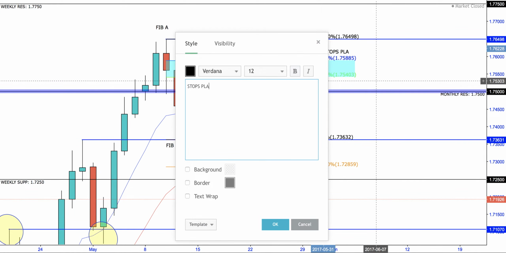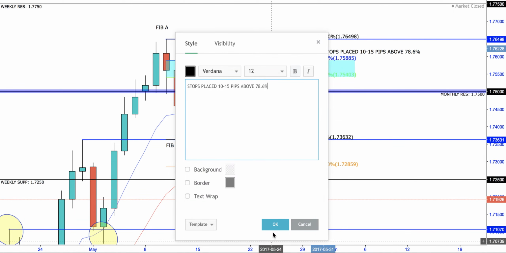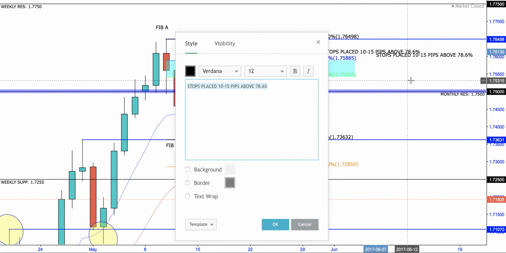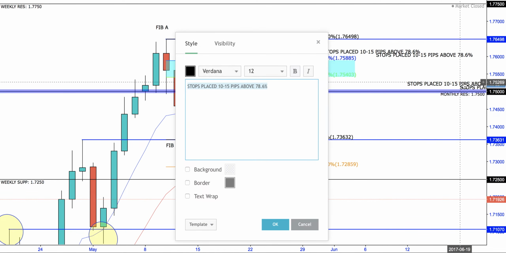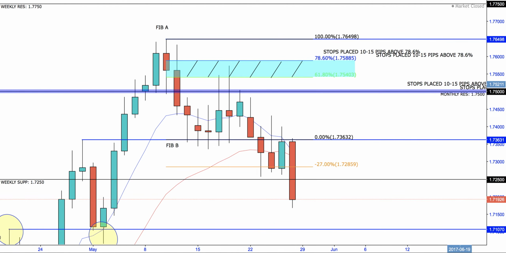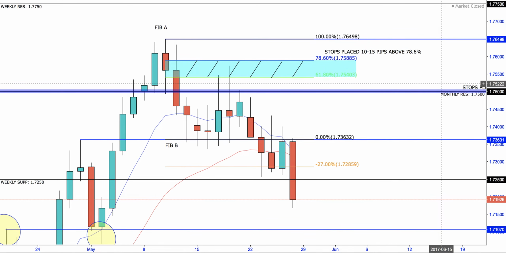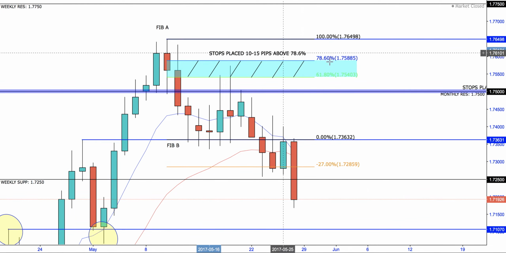Stops placed, to be honest, about 10 to 15 pips above or below the 78.6%. So there's a strict rule here. Whoops, I'm still in drawing mode, my bad. There's a strict rule here, and the rule is to keep stops 10 to 15 pips above the 78.6. It gives it breathing room.